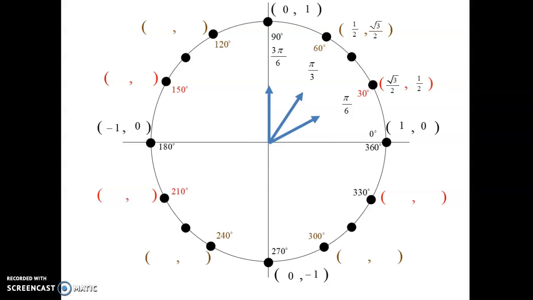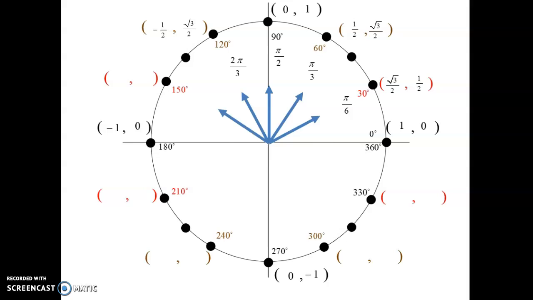Continuing, we get 3 pi over 6, which is again pi over 2, just like it was for the 45-degree angles. Continuing on, we get 4 pi over 6, which is 2 pi over 3. In this case, because we're in the second quadrant, the x terms will be negative, the y terms will be positive.